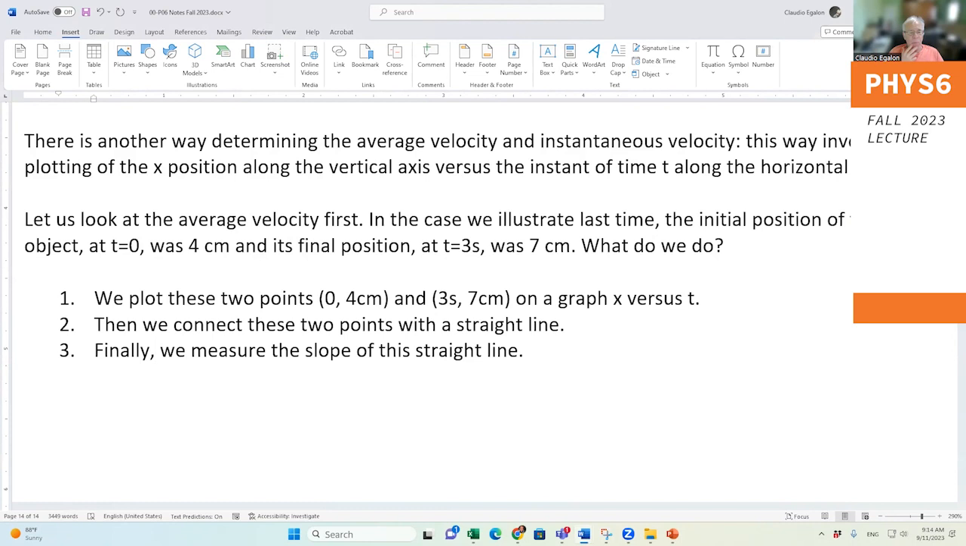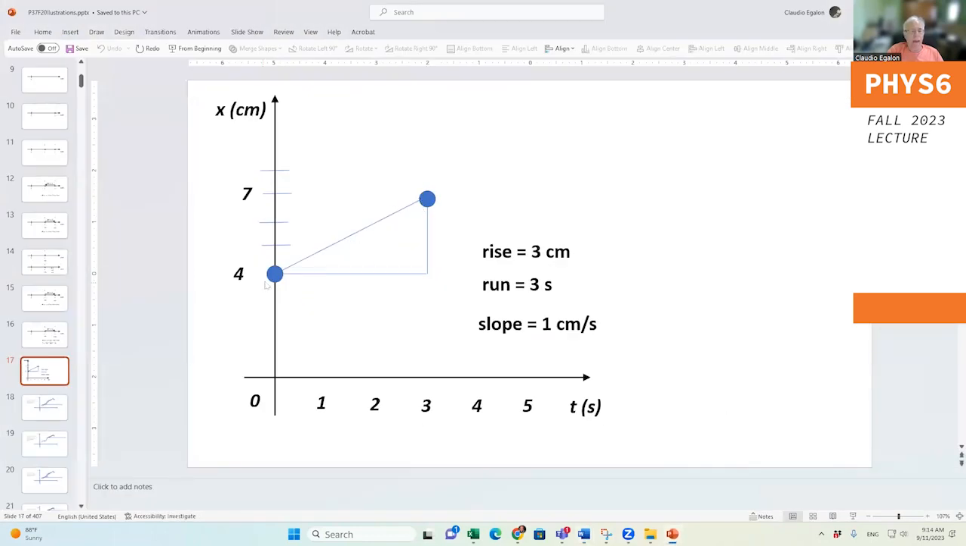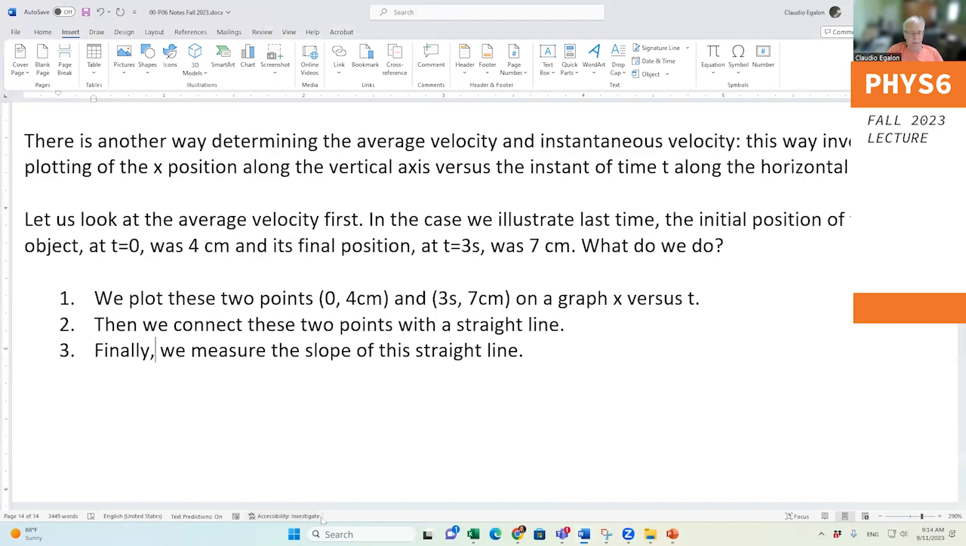Okay, a graphical way. So going back here, the slope of this line, which is going to be delta x over delta t, is going to coincide with the average velocity. The slope of this line coincides with the average velocity.